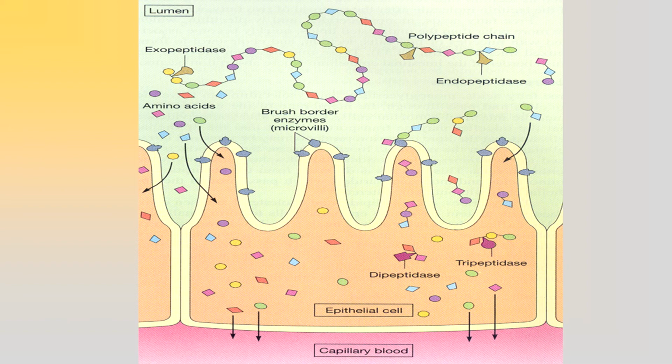And it turns out that the apical membrane can transport individual amino acids, dipeptides, and tripeptides. The basolateral membrane can only transport amino acids. So we have to further hydrolyze any of the dipeptides and tripeptides that get into this epithelial cell by these two enzymes, or these two enzyme families. Okay.